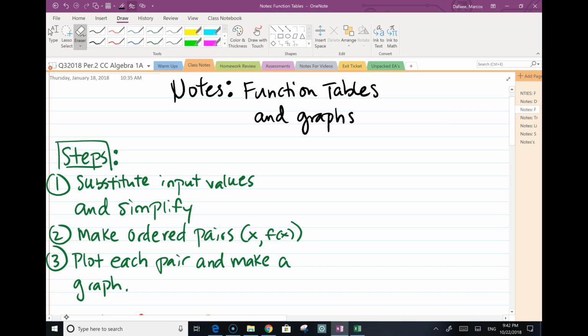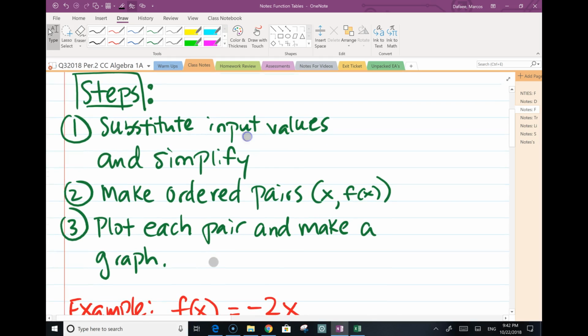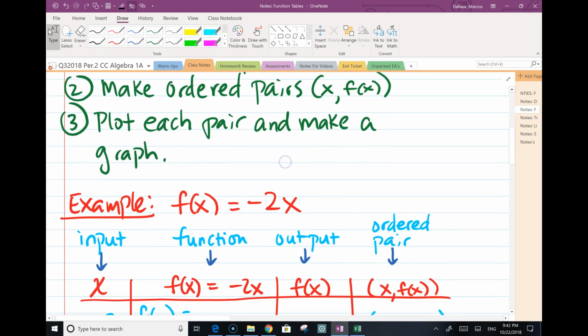So after you substitute, you then simplify using the order of operations. Number two would be make an ordered pair using your input choice or whatever input is given to you, and then your output would be your f of x or your y. And then number three would be to plot each pair of ordered pairs that you create from your table, and then go ahead and generate your graph. So let's look at example one.